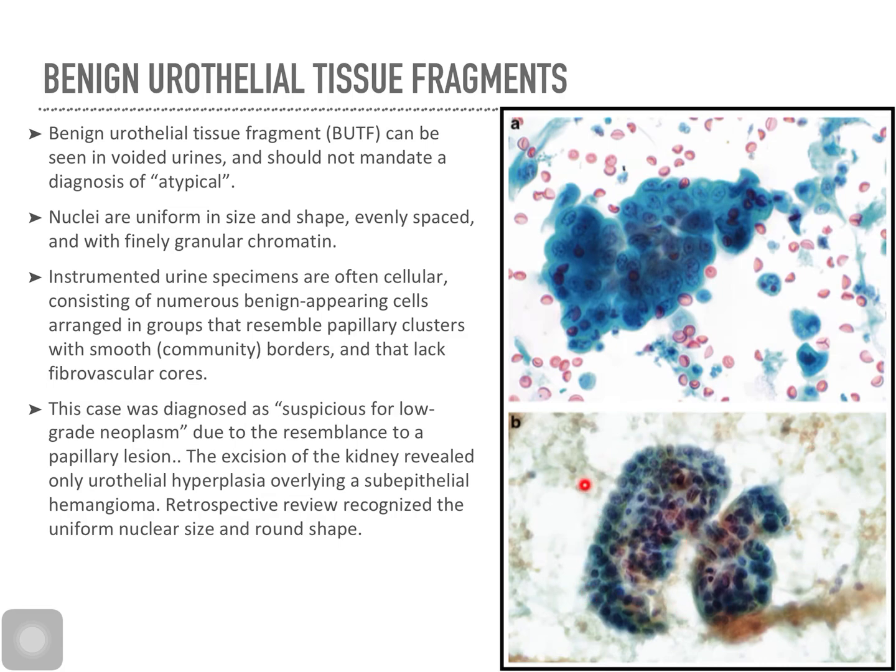This specific case was diagnosed as suspicious for low-grade neoplasm due to resemblance to a papillary lesion. The excision of the kidney revealed only urothelial hyperplasia overlying a subepithelial hemangioma. Retrospective review recognized uniform nuclear size and round shape. Here we can see the uniform nuclear size and they all have round shape.